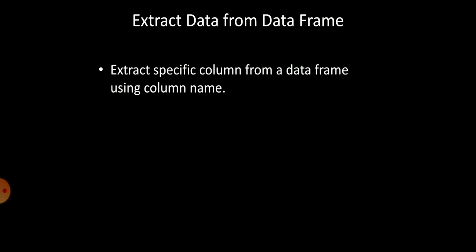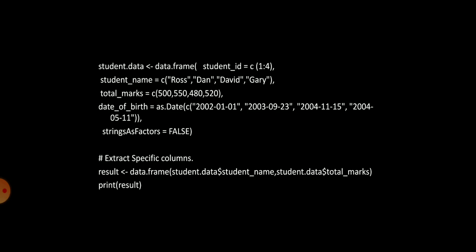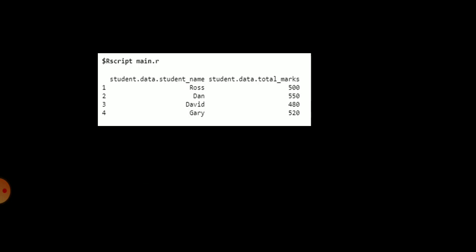Also, if you want to extract the data of a specific column or a specific row from data frames, this is possible. Let's see how we can extract a specific column from a data frame. So here is an example. We are using the same data frame, student. If you want to extract a specific column, you will use the following command. You will just specify the column which you want to extract and then you can print the result. In this particular data frame, we are extracting the student name and the total marks column. Here is the output.